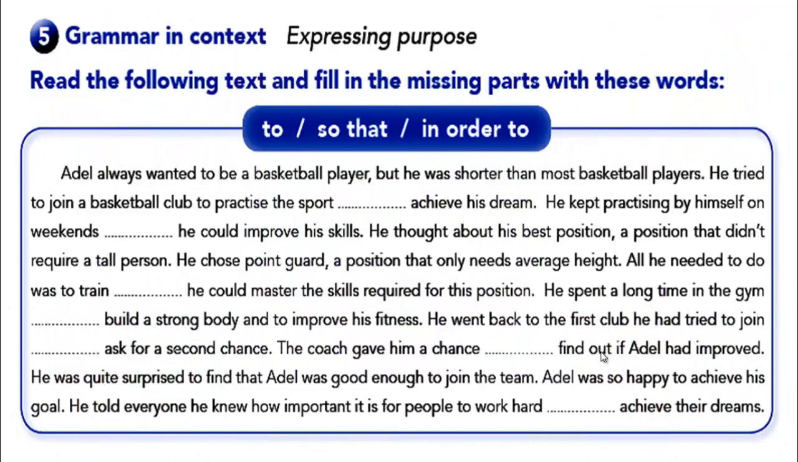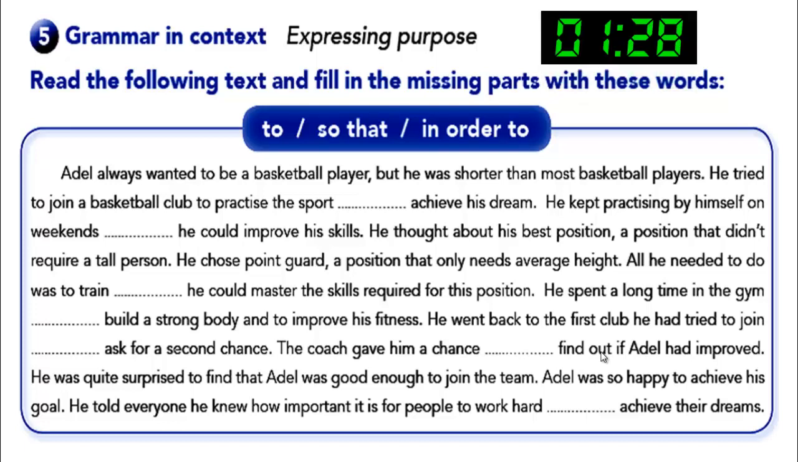Let's move here. We want to fill the missing parts with these words. Here we have three words: to, so that, in order to. The three linking words. If you find infinitive, you are going to use to or in order to. But if you find a subject plus a modal verb, excellent, you are going to use what? So that. Take your time to answer them. Pause the video and read it.